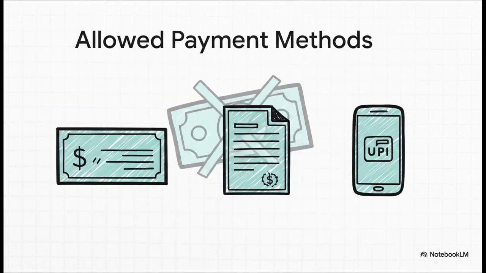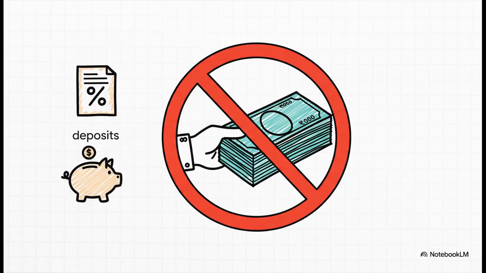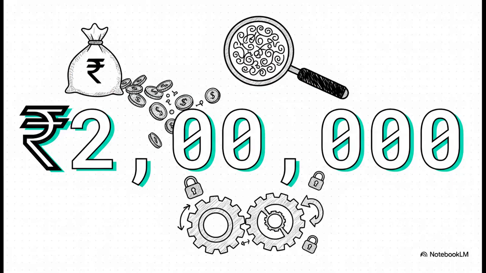So, if cash is out, then what's in? Well, the government wants a trail, right? And that means you have to use official channels. We're talking checks, bank drafts, and, of course, all the digital payment modes we use every day. Honestly, it doesn't get much simpler than this. At the end of the day, when it comes to loans and deposits, the big message from the tax department is loud and clear. Just don't take large sums of money in cash. Period. Okay, ready for the next key number?